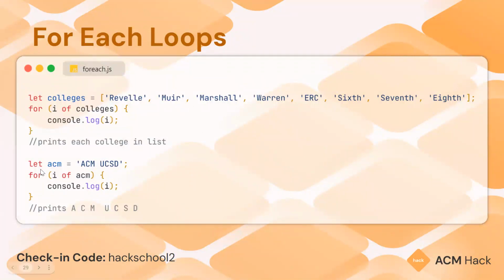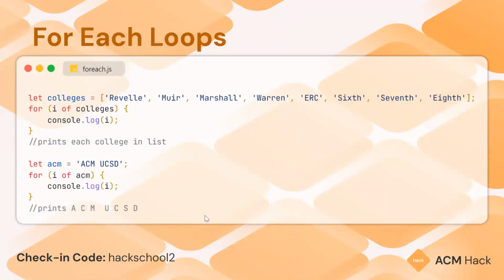Okay. And over here, it's kind of similar. If it was just a string instead of an array, what would happen? It loops through that string. So if you did for i of ACM UCSD, then it prints out each individual character of that string. So it's going to print out A, C, M, and the space, and then the UCSD part.